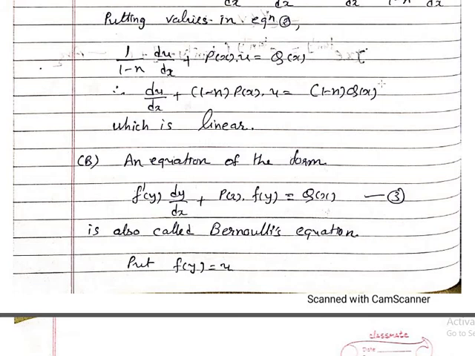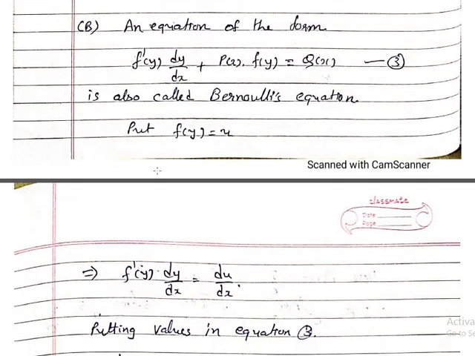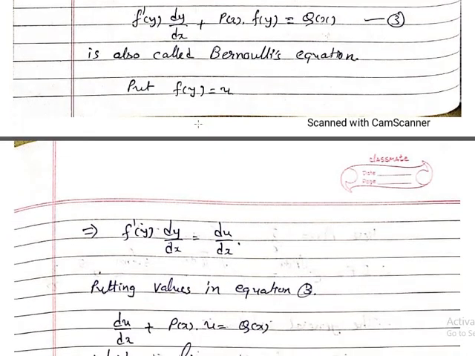Now this is the form of linear equation. We are going to consider this 1 minus n into p as one function and 1 minus n into q as another function. So this is a function of x, this is a function of x. So it is a form of linear. In the same manner, instead of power of y, if you have a function of y, then in that case the equation is of the form f dash y dy by dx plus px into fy is equal to qx. Here you have to assume fy is equal to u, and in that case f dash y dy by dx is equal to du by dx.